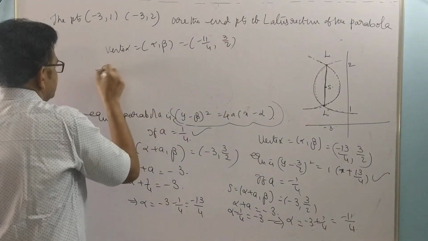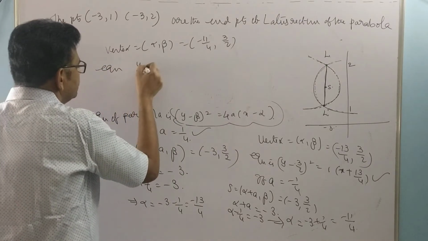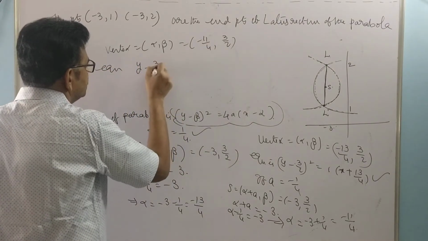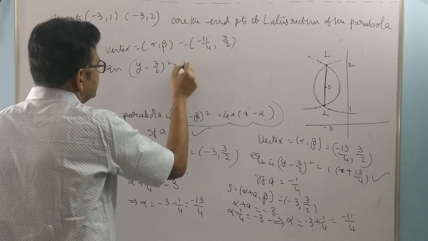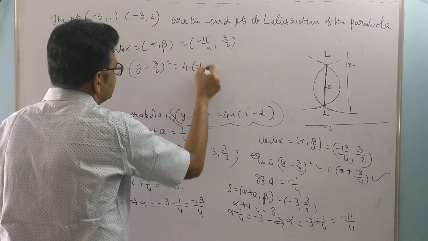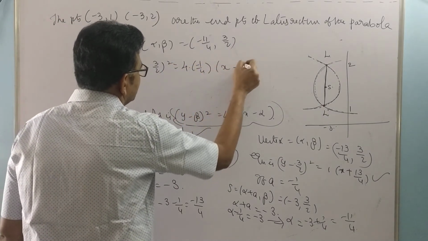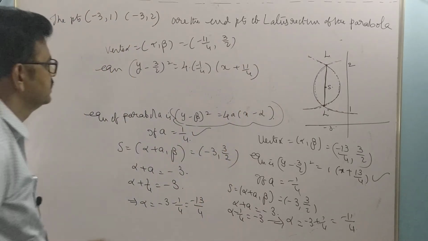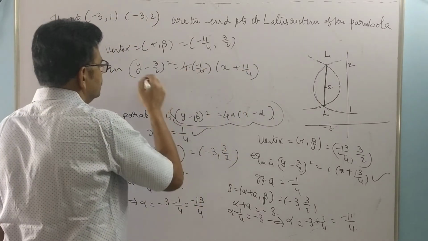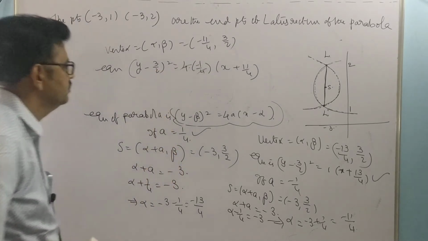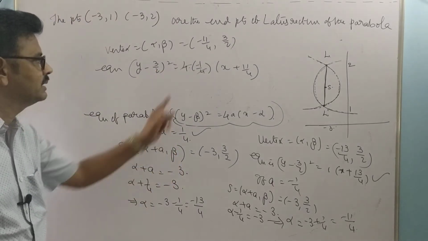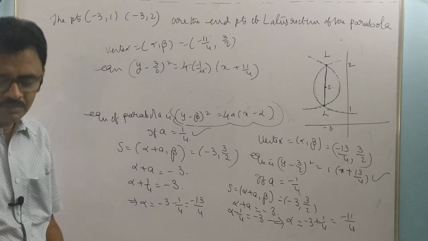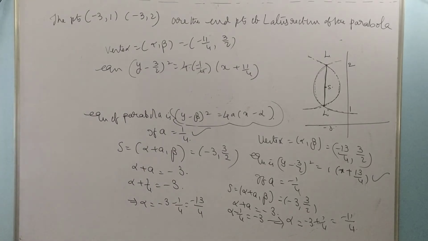Therefore the equation of the parabola is (y minus beta), that is (y minus 3 by 2) whole square equals 4a, where a is minus 1 by 4, into (x minus alpha). So the 4 gets cancelled. So (y minus 3 by 2) whole square equals minus 1 into (x plus 11 by 4). That is another equation.